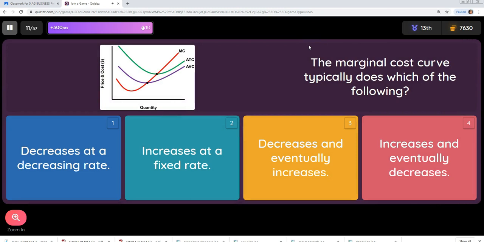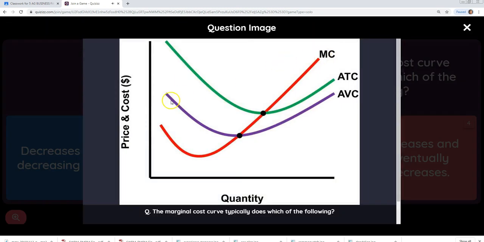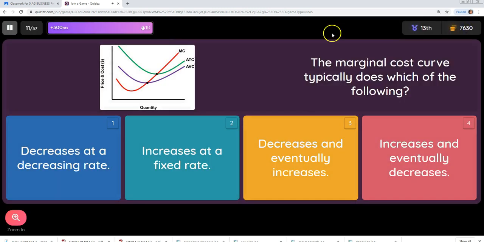The marginal cost curve typically does which of the following? Here's our marginal cost curve, MC. Goes down, reaches some point, and then the costs start to increase. This is our stage 1. And then we start into that stage 2, and then marginal cost starts to increase. Decreases at a decreasing rate, increases at a fixed rate, decreases and eventually increases. Yes.